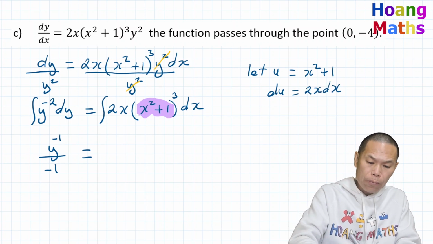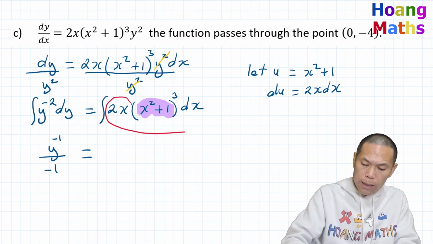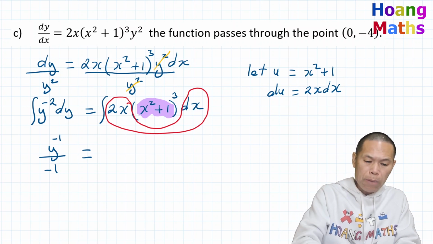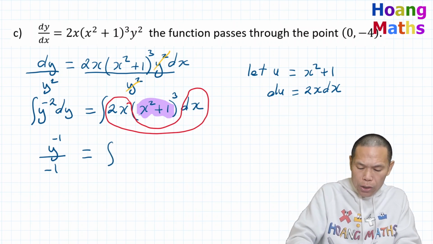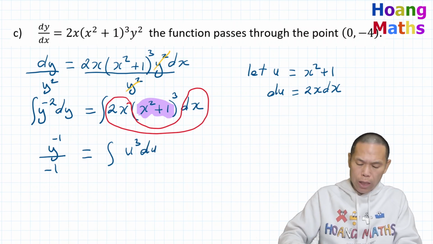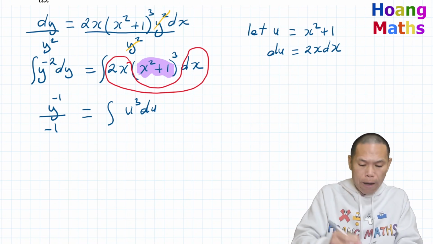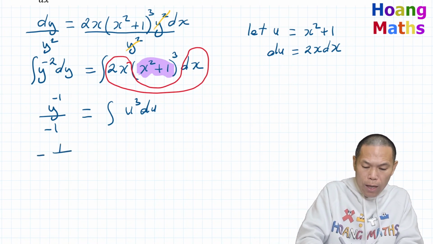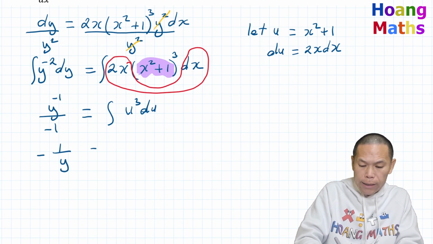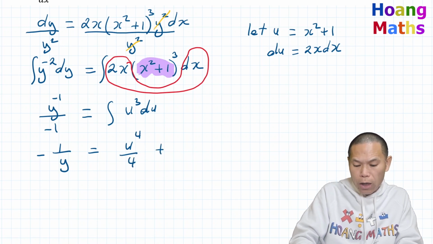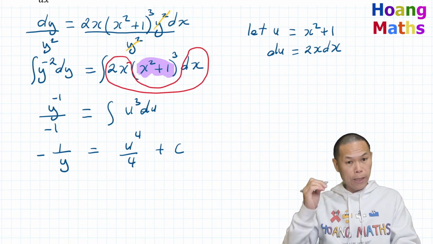So therefore, this here will give me du, and x squared plus 1 is u. That means we integrate u power of 3 du. So the y power of negative 1, I can bring that down, so this becomes 1 over y. I add 1 to 3, so u power 4 divided by 4. Of course, we need to add a constant c after the integration.